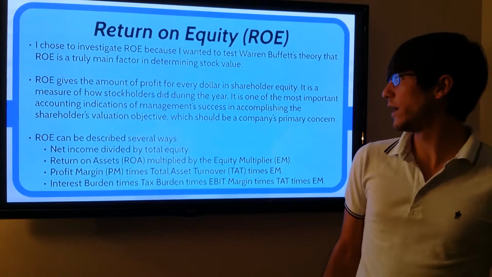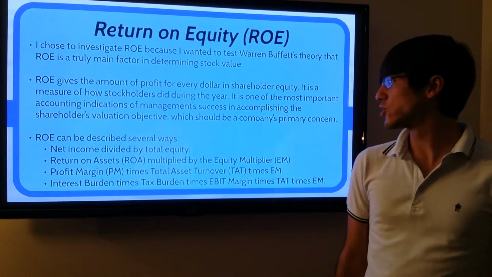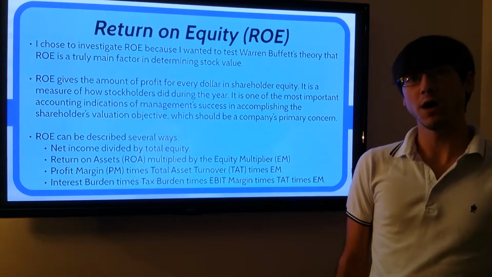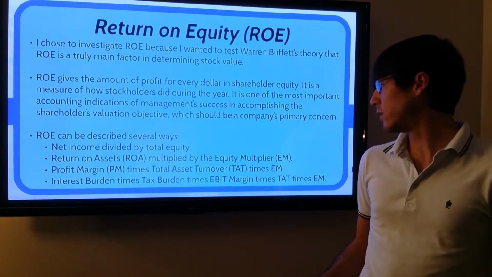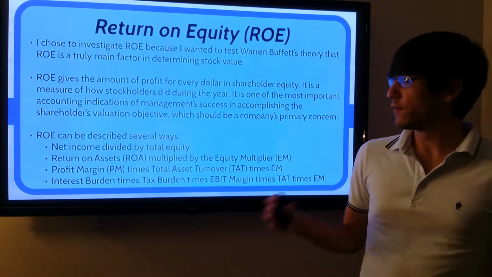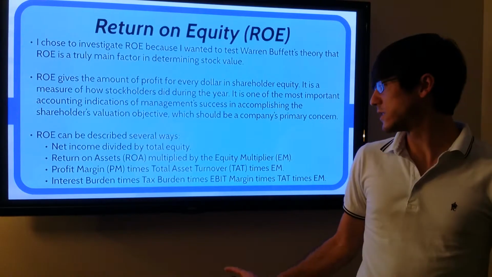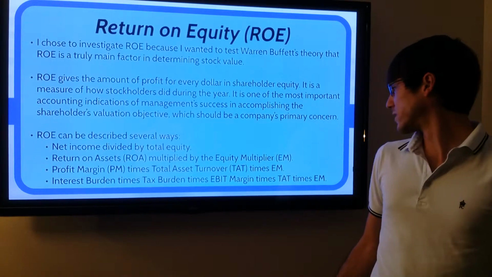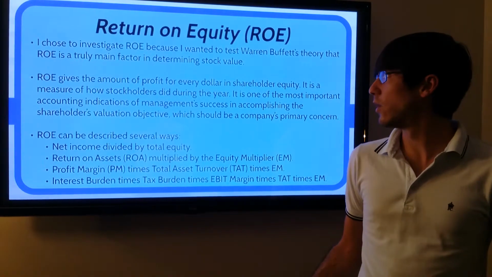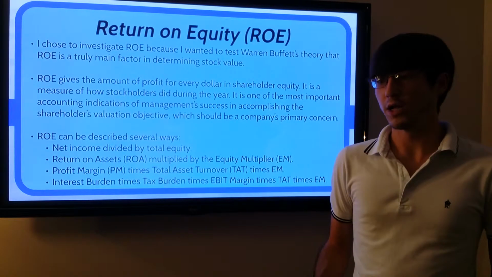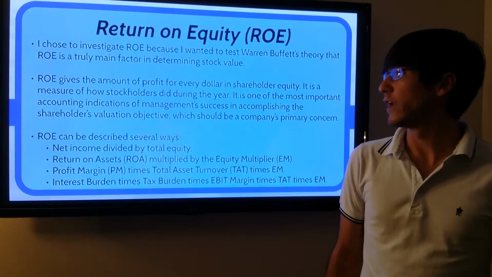ROE can be described in several ways. It can be the net income divided by total equity. It also can be described as ROA multiplied by the equity multiplier. That can be further broken down into the profit margin times total asset turnover times the equity multiplier. Broken down even further, you can take profit margin into interest burden, tax burden, and EBIT margin, then once again times the total asset turnover and equity multiplier. So the point being, return on equity includes a lot of different factors in the company's financial status.